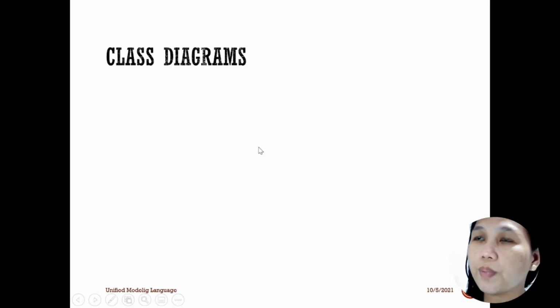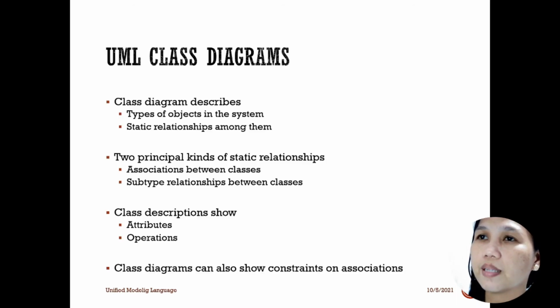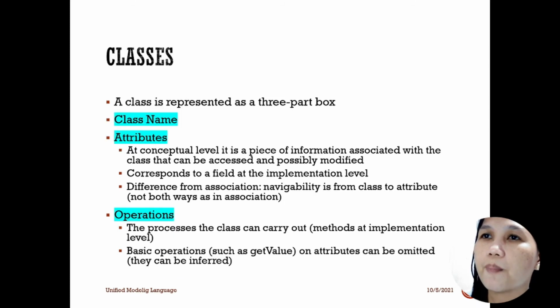Next diagram that we'll be discussing is the class diagram under the structured format. So a UML class diagram describes the types of objects in the system and the static relationships among them. There are 2 principal kinds of static relationship: association between classes and a subtype relationship between classes. And then we have the class descriptions shown as attributes and operations. So a class diagram can show constraints on association.